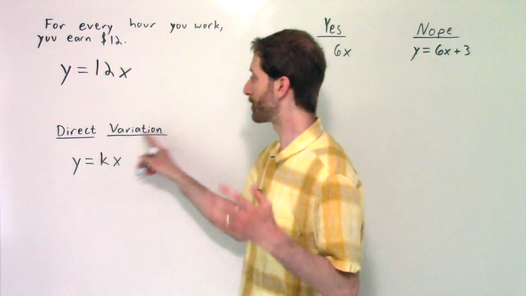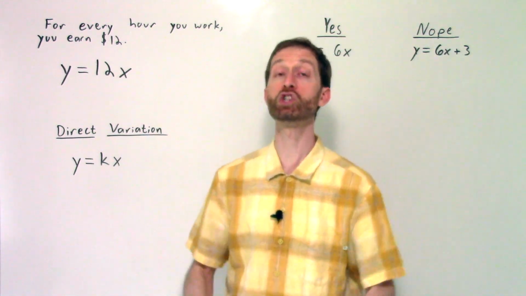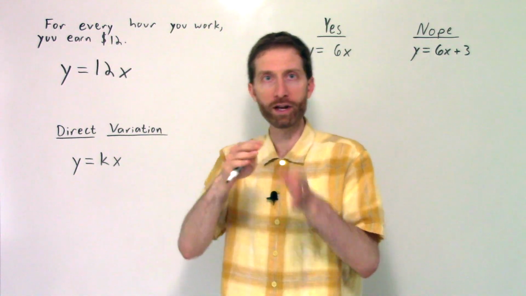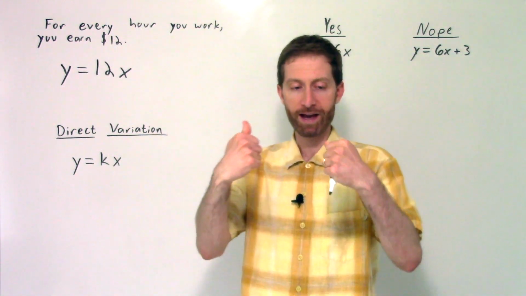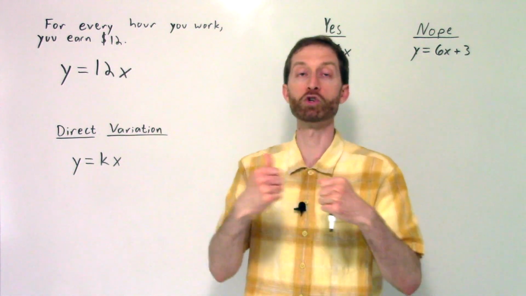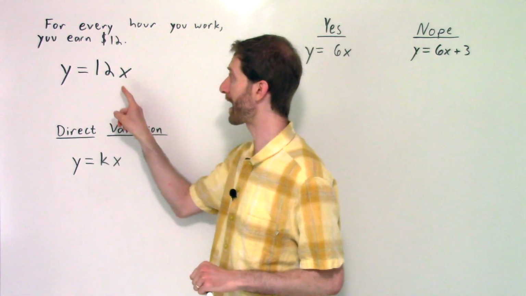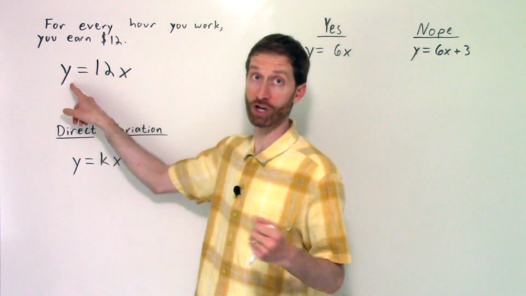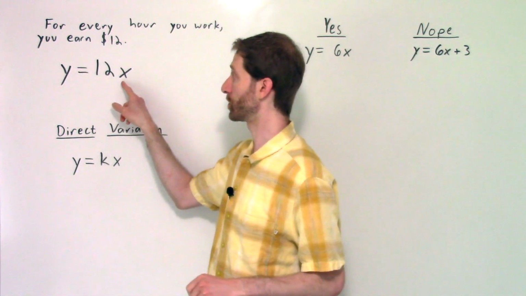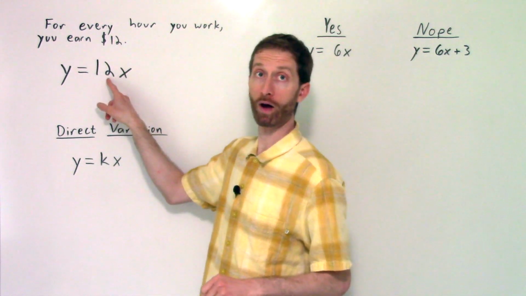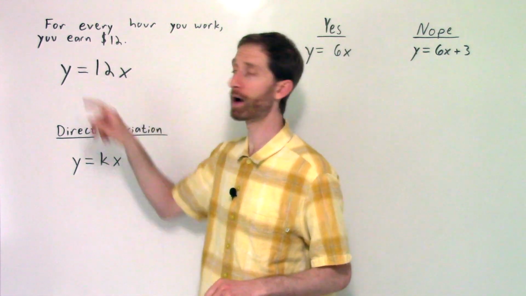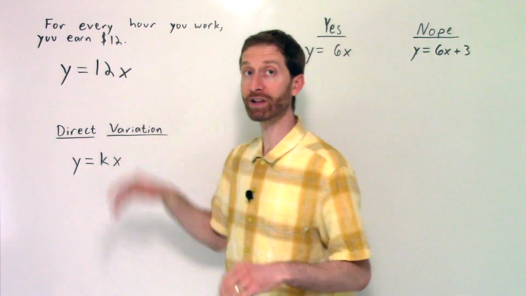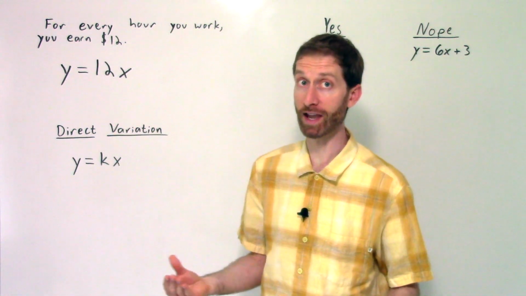Okay, so what does variation mean? Well, to vary means to change. And direct means a one-to-one relationship. So direct immediately affects the other thing. A direct variation means that whatever changes in X happen directly affects whatever changes in Y happen. So if X equals 1, Y just went up to 12. If X equals 2, 2 times 12, Y just went up to 24. So Y varies directly as X does is another way of saying it.